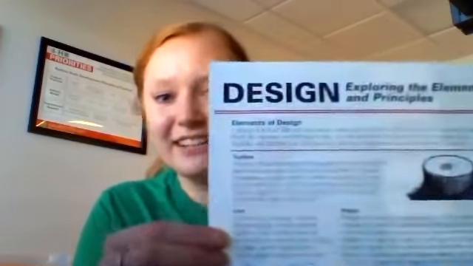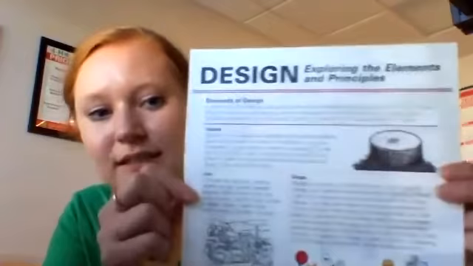So again, we've got a little help sheet for that. Here is our design elements and principles. There are a few different design elements for your projects. These are lines, shapes, colors, textures, and spaces. You could talk about all of those, or one of those things that you had in your project.